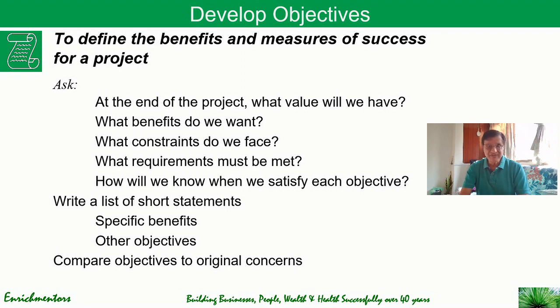Are there any constraints that we face, and we need to be cognizant of that? What requirements must be met by the end of the project? How will we know when we satisfy each objective? So you need to define objectives and then define very clearly in what way will you know that objective is being achieved. Once you ask these questions, you should be in a position to write a short statement of what are the specific objectives, what are the other objectives, and it will be good to compare your objectives to original concerns, the original thing that you wanted that has given rise to this project or workflow.